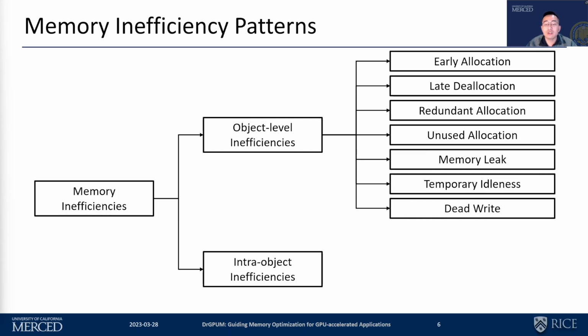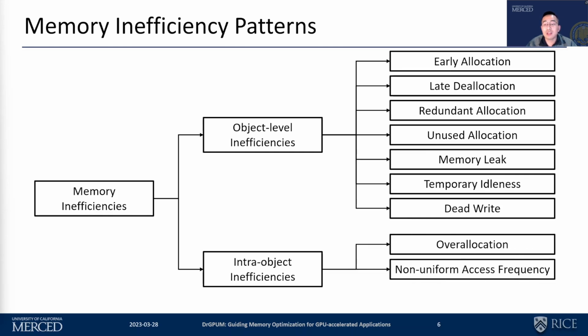Intra-object inefficiencies can be further classified into over-allocation, non-uniform access frequency, and structured access. Due to the time limit, I'm gonna illustrate the late deallocation and temporary idleness only. For more information, please refer to our paper.